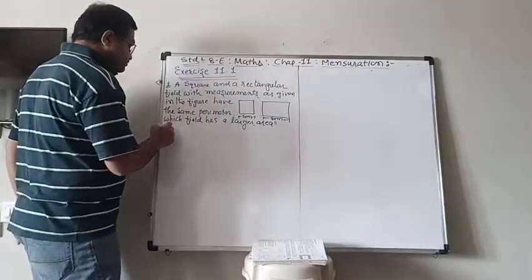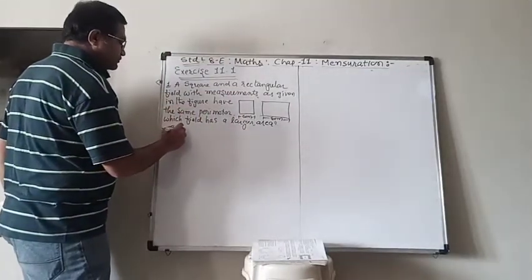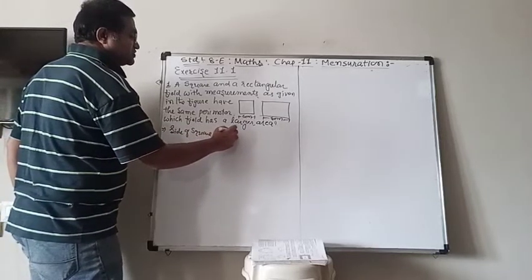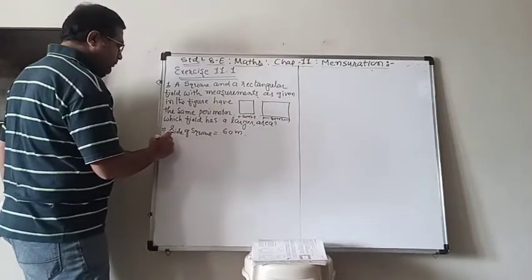So now, side of the square is how much? 60 meter. So now perimeter.